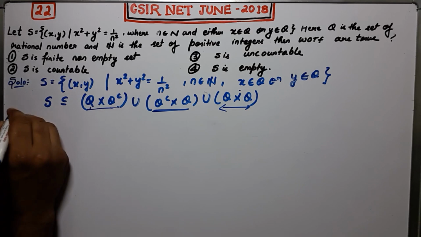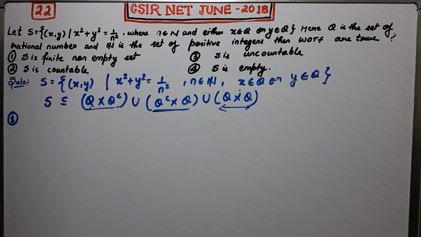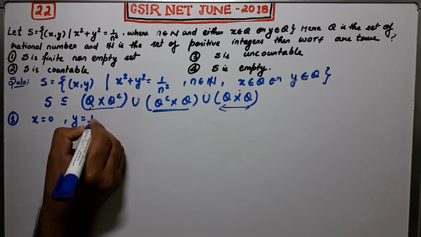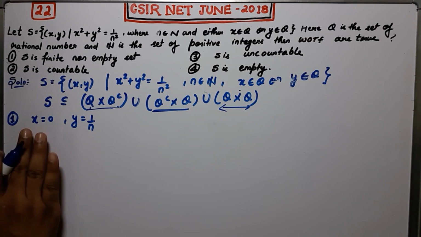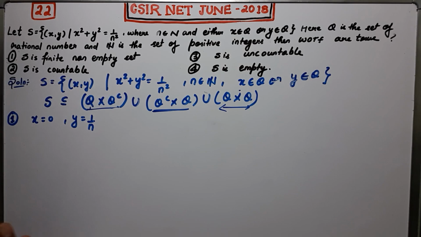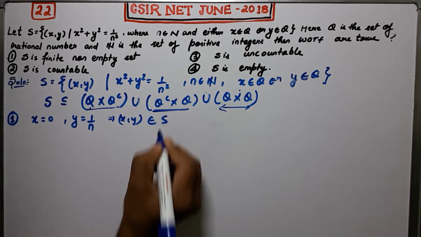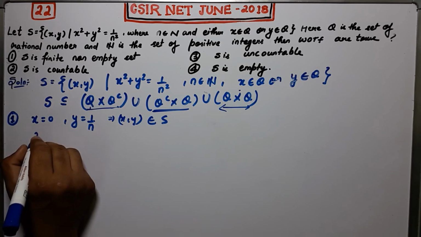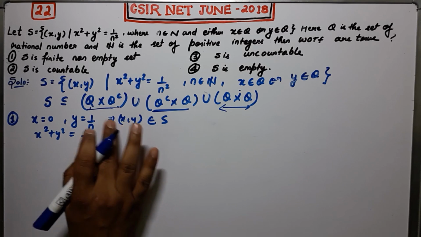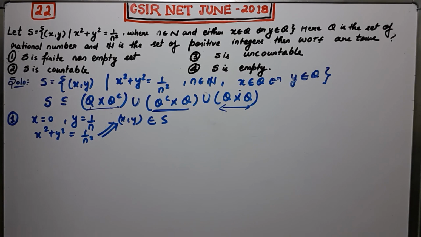Now coming to option 1, which says that S will be finite. Let us take x to be 0 and y to be 1 over n. Now you see that x is 0 and y is 1 over n, so both coordinates belong to rational numbers, so this implies that (x, y) belongs to your set S. Also, x square plus y square is 1 by n square. Therefore, it is concluded that (x, y) belongs to S.